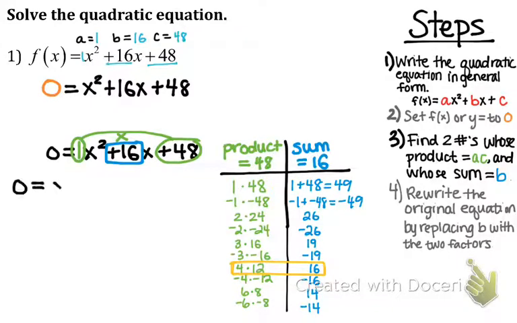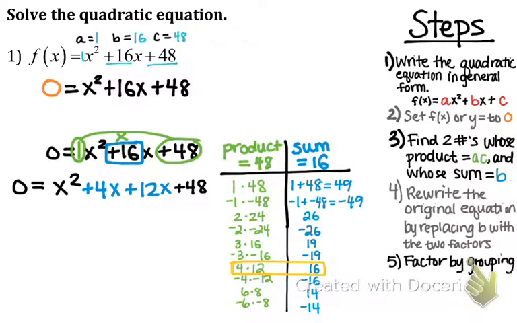So, we start with our 0 equals x squared. That's the beginning of our original equation. Now we're going to completely replace this plus 16x. That plus 16x will be replaced with my two numbers that I got from my list down here. So we have plus 4x, plus 12x, and then finally the last term in our quadratic, which is plus 48. Now we have a quadratic equation with four terms, which we are going to solve by factoring by grouping.